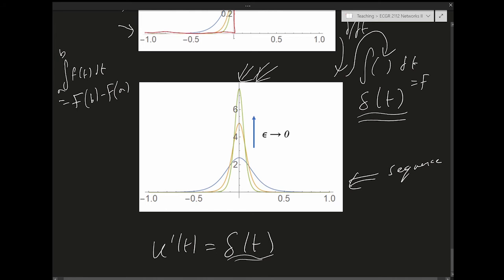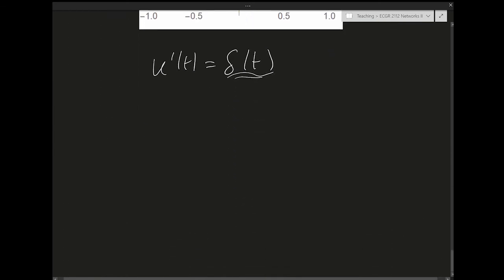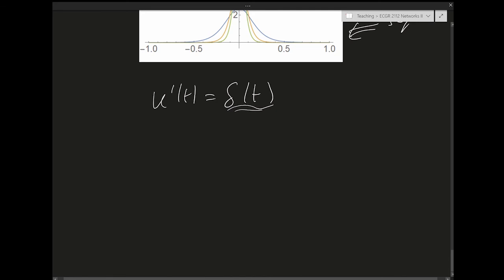And it doesn't matter even if epsilon goes to 0, the area always remains 1. The spike just gets narrower and taller while maintaining the area. Okay, so using this picture, we establish now the relationship between the Heaviside step function and the Dirac delta function.